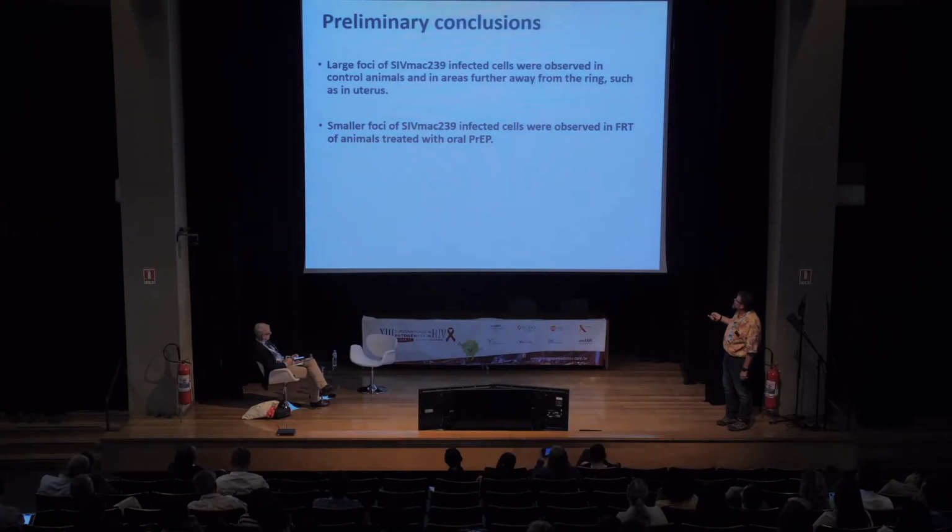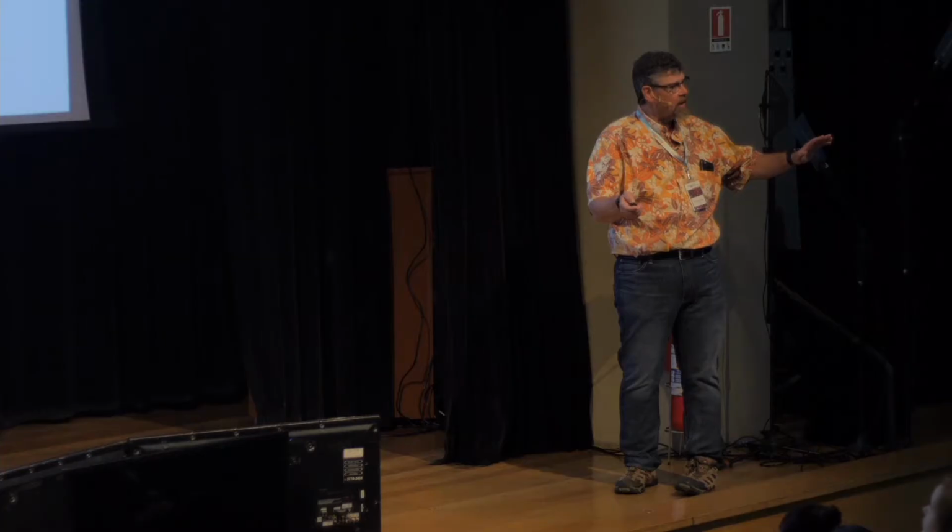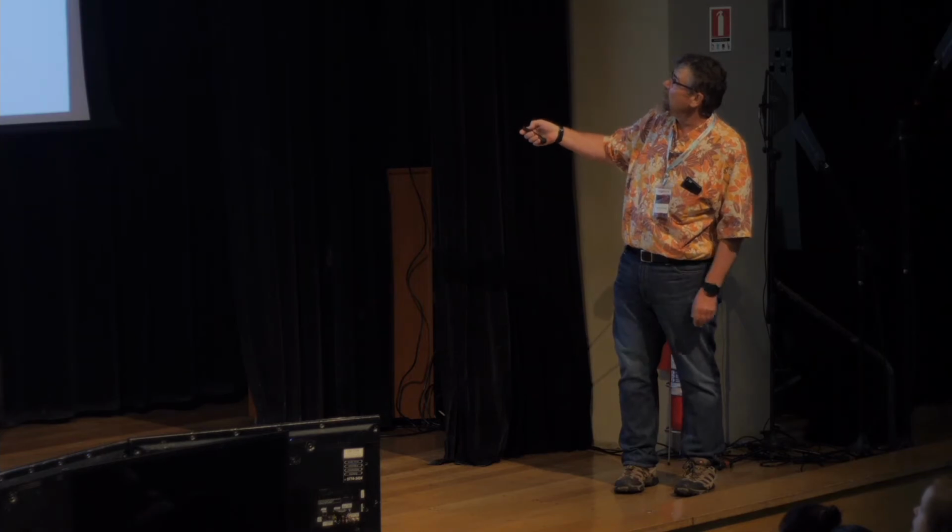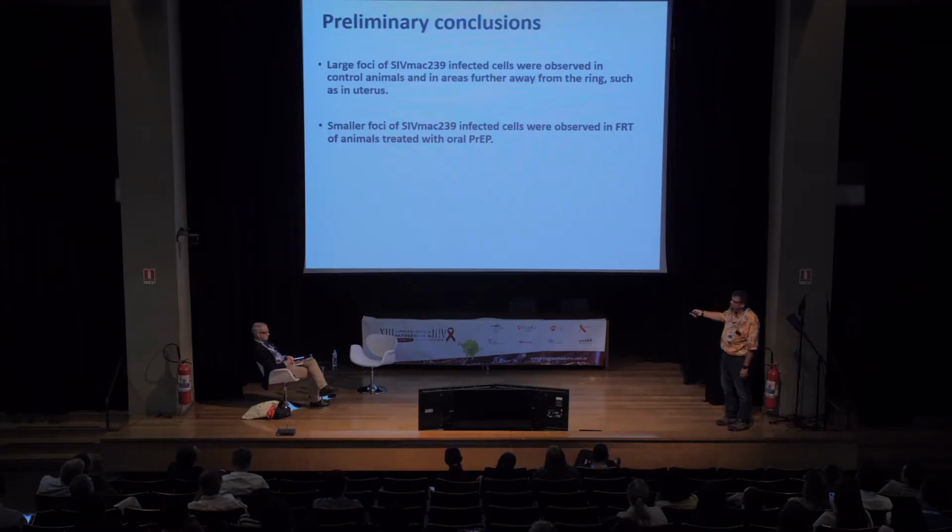So the preliminary conclusions are that large foci of infected cells are seen in the control animals throughout the female reproductive tract, and further away from the ring, such as in the uterus or the ovaries. In contrast, for systemic PrEP, oral PrEP, we see very small foci whenever we find them.